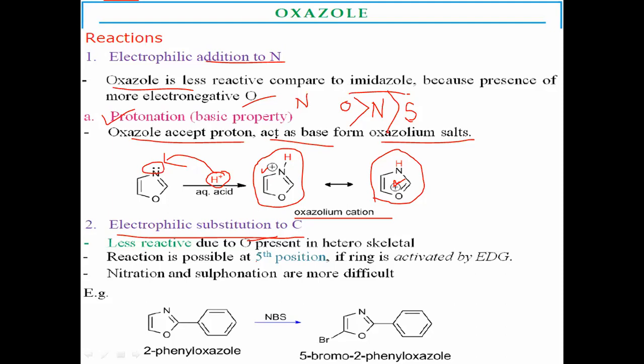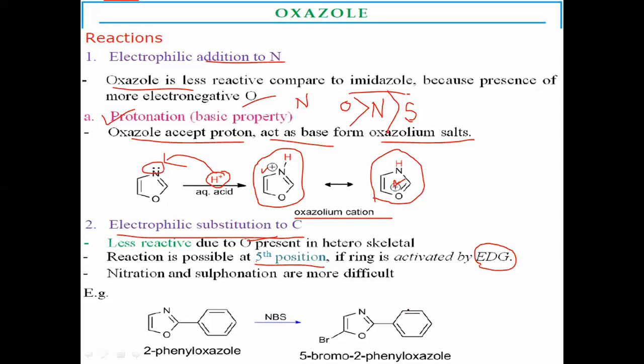So there is less reactivity than the imidazole, and a possibility of electrophilic substitutions at the carbon at the fifth position, because the ring is activated by electron donating groups. Whatever the ring, the oxazole ring is activated due to the electron donating group present on the ring.